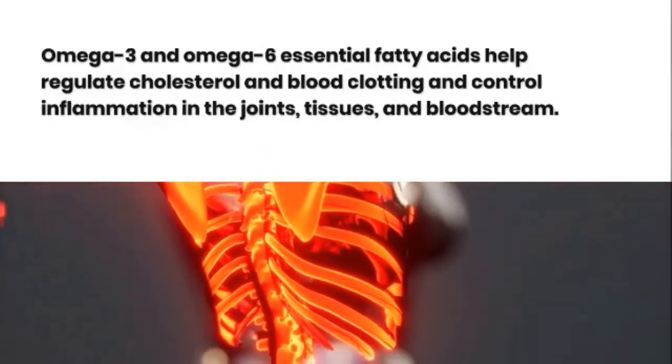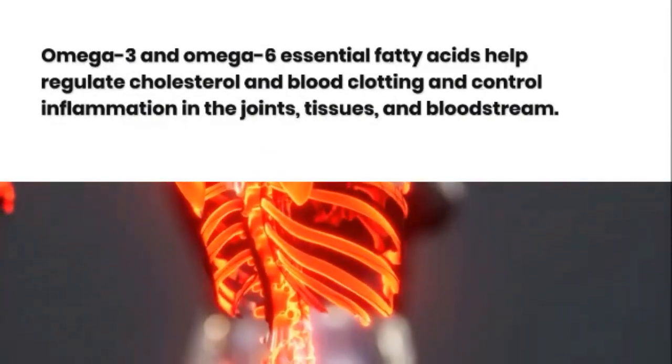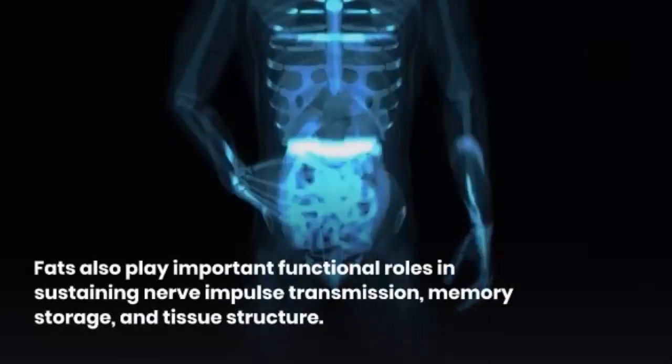Okay, so omega-3 and omega-6 essential fatty acids help regulate cholesterol, blood clotting, and control inflammation in the joints, tissues, and bloodstream. Fat also plays important functional roles in sustaining nerve impulse transmission, memory storage, and tissue structure.